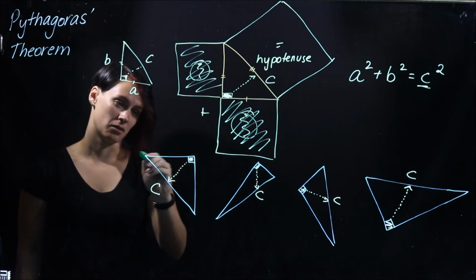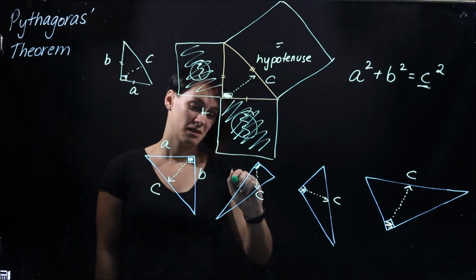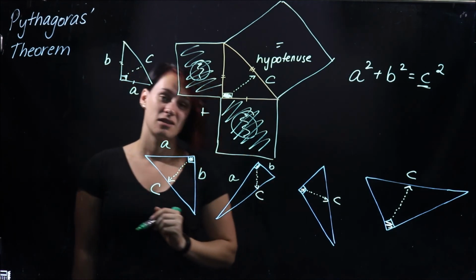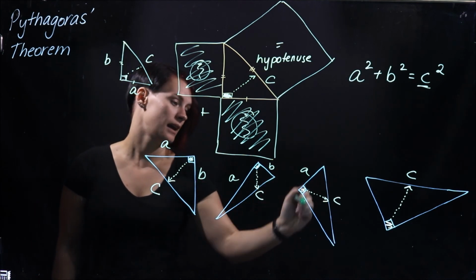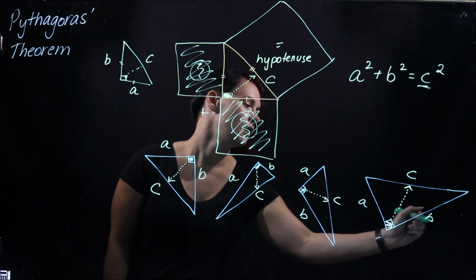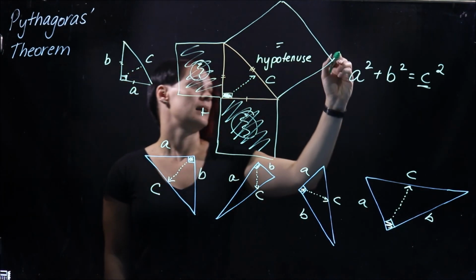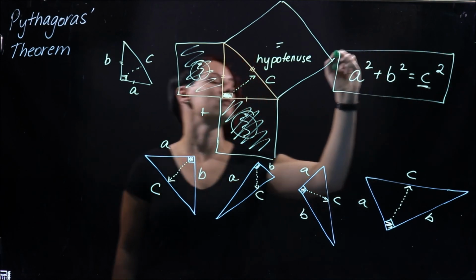So I like to make the horizontal one a and the other one b. Now, if we don't have a horizontal one, it really doesn't matter, once again, as long as the shorter sides are a and b and the hypotenuse is opposite the right angle. That's the important part about labelling our sides if we need to keep using Pythagoras' theorem.